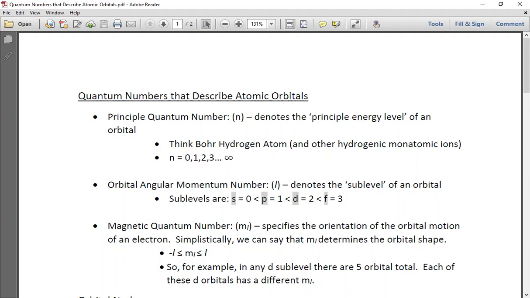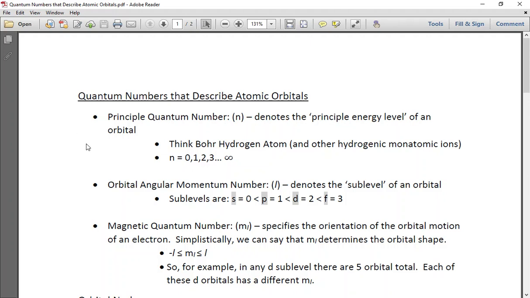First of all, we have three different quantum numbers that describe atomic orbitals. We have the principal quantum number n, we have the orbital angular momentum quantum number, which is a lowercase l, usually shown in italics. And lastly, the third quantum number that describes an atomic orbital is the magnetic quantum number, m sub l. Okay, so let's talk about them one at a time.